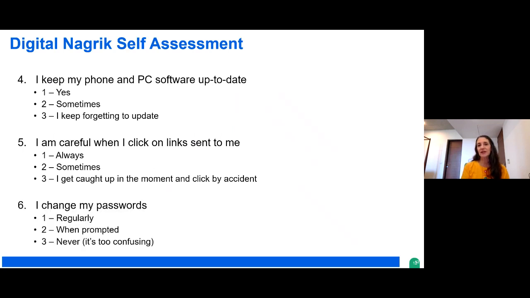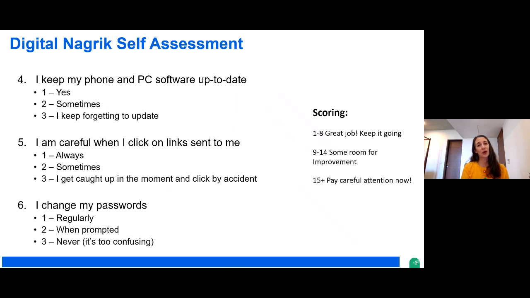And then the last one is about changing passwords. So if you change your passwords regularly, give yourself a 1. Many of us change them when we are prompted to do so. Like a bank might require you to update your password every 6 months. You can give yourself a 2. But if you have never updated your password, we have a lesson about that in here for you this morning.